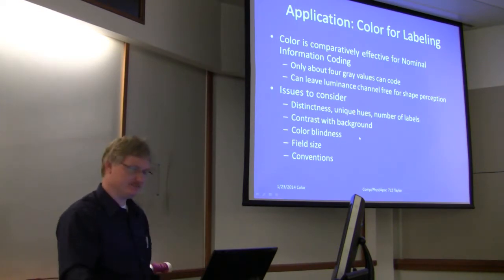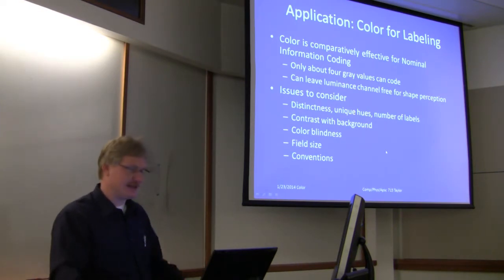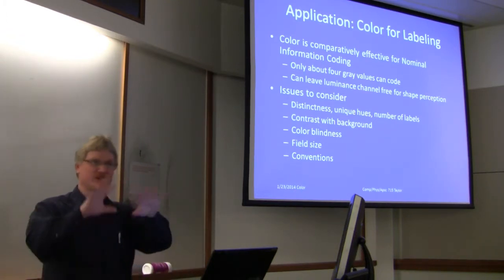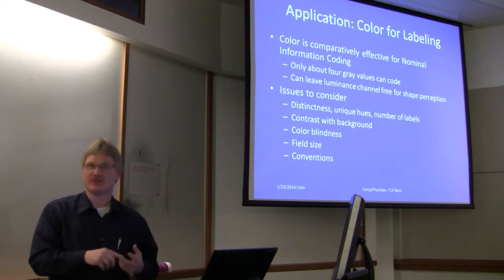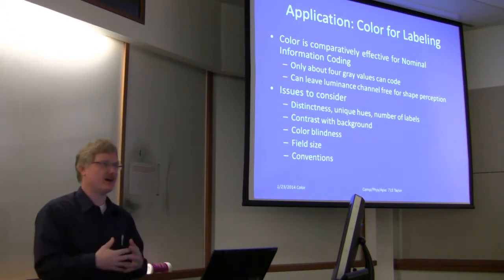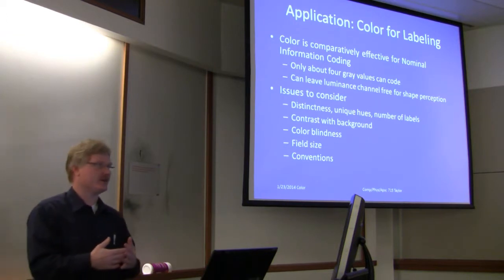So if you look at the question of color for labeling, then again, it's comparatively effective for nominal coding, right? So if I just want to show different names of continents or different names of political parties and so forth, you can only get about 4 gray values. We'll talk about an experiment that Colin Ware did on that subject.